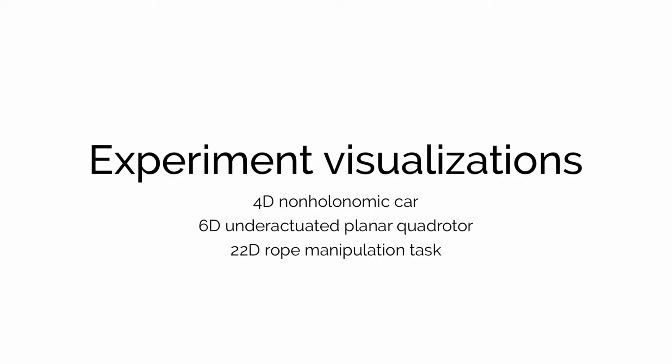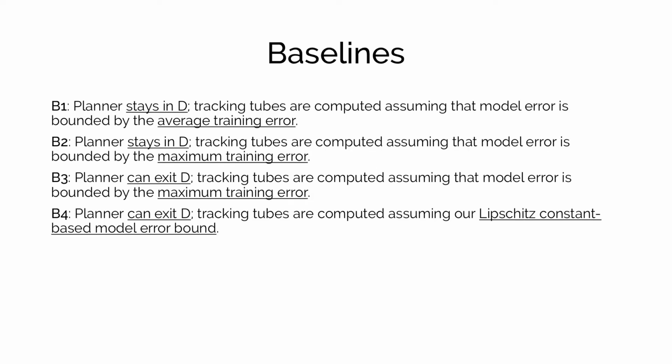Now we provide an overview of our experiments on safe planning with learned models of a 4-dimensional car, a 6-dimensional quadrotor, and a 22-dimensional rope. In the following, to demonstrate the need to both stay within the trusted domain D and to also use our Lipschitz-based model error bound when planning, we will compare with the following baselines.